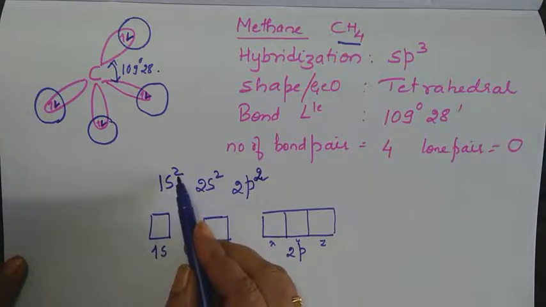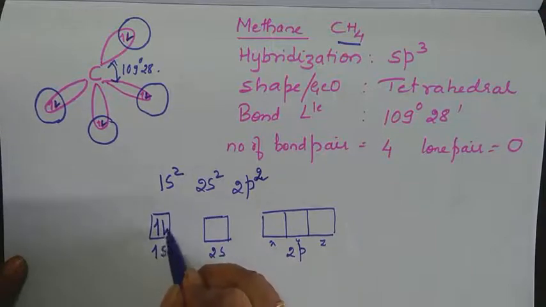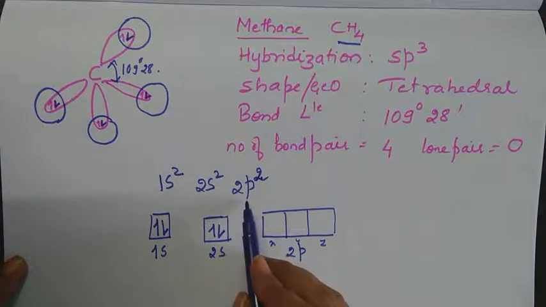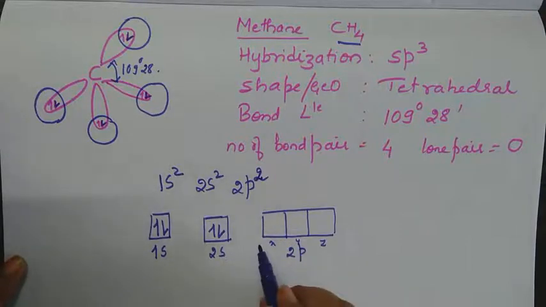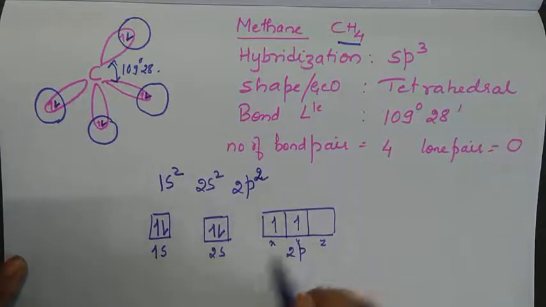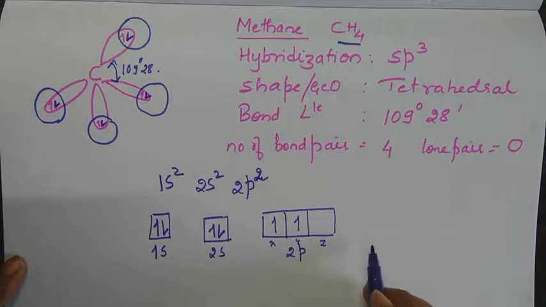Okay, how many electrons are here? 2. So I have written 2 electrons. How many are here? 2. And then how many are in p orbital? 2 electrons. Before they get paired, they have to sit alone in the orbital like this. Right? So this is the arrangement of electrons.